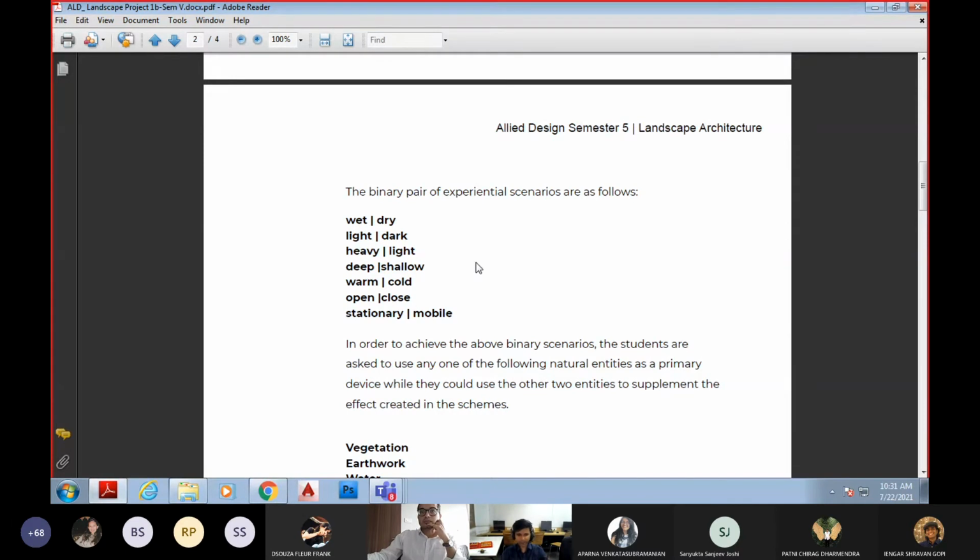So there will be only 3 students doing wet and dry, 3 doing light and dark, 3 doing heavy and light. Sorry, not groups anymore. This is an individual exercise, so each of you has to design it. For example, if Aparna wants to take up her landscape project and place it onto this particular project, she can move around her entities or elements as long as the essence is kept intact.